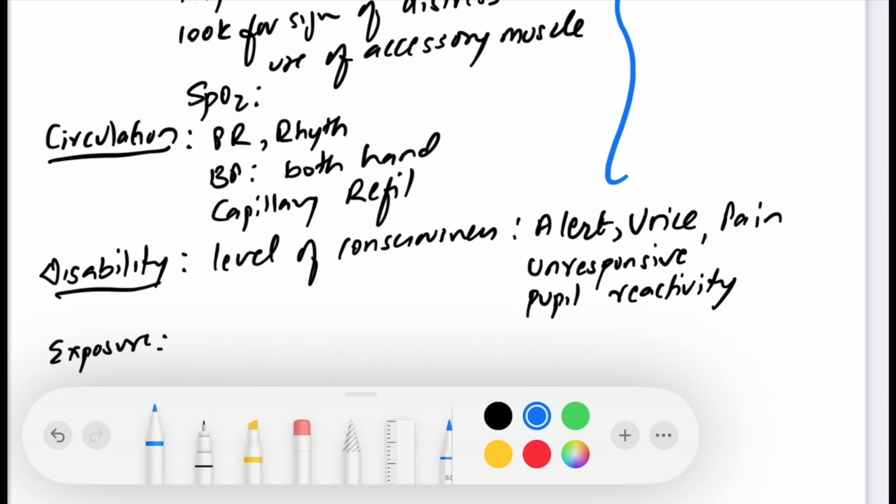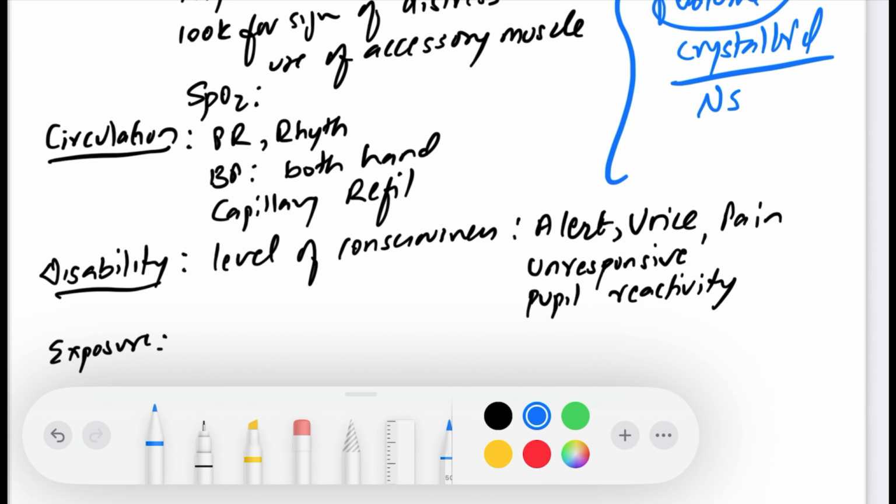Initially you might start with volume itself, giving a crystalloid solution like normal saline or Ringer's lactate to increase the volume if needed. But you have to be cautious while increasing volume, because the patient might have heart failure or something like that. You can always reassess in a few minutes.